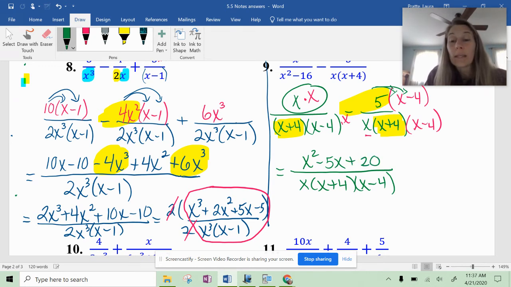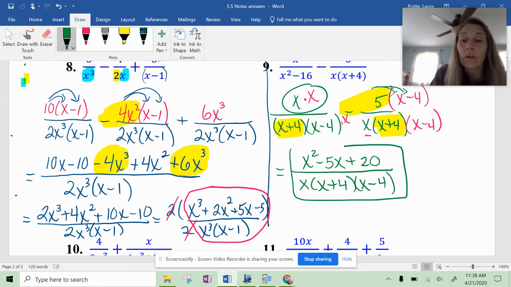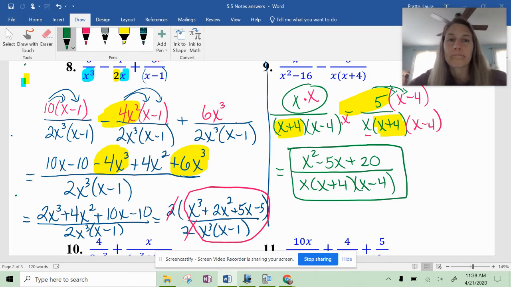Now, at this point, you might want to look at this trinomial and see if you can factor it some more. Are there any factors for 20 that add to get 5? If there were, then you would have to factor that into the two binomials and see if anything cancels, but it's not factorable any further. So thankfully, that's as far as we have to go for that one.